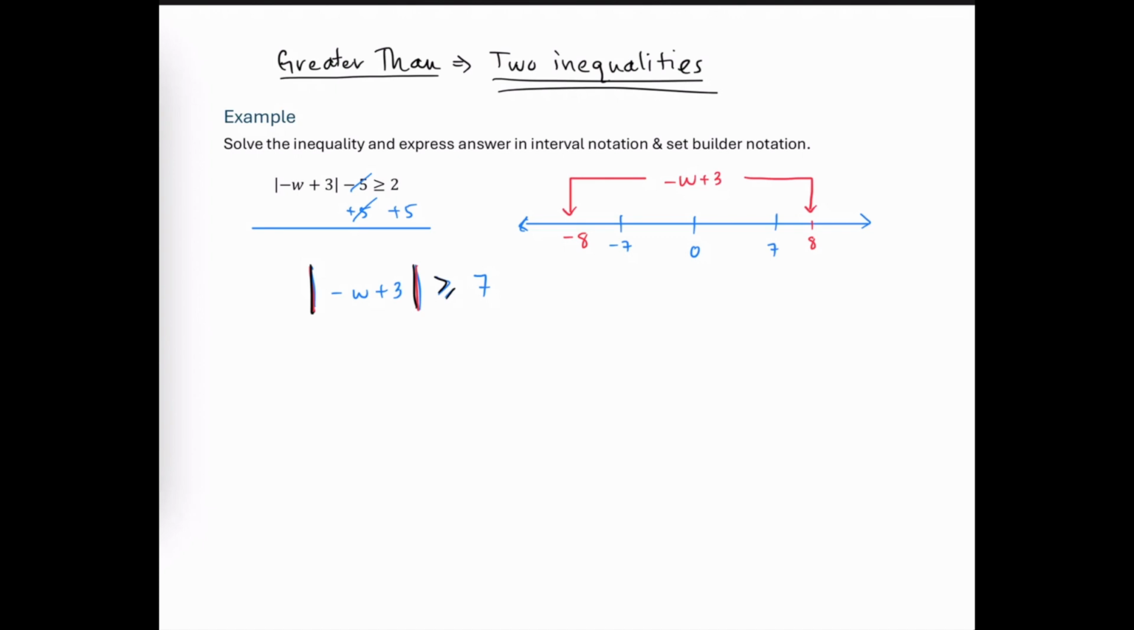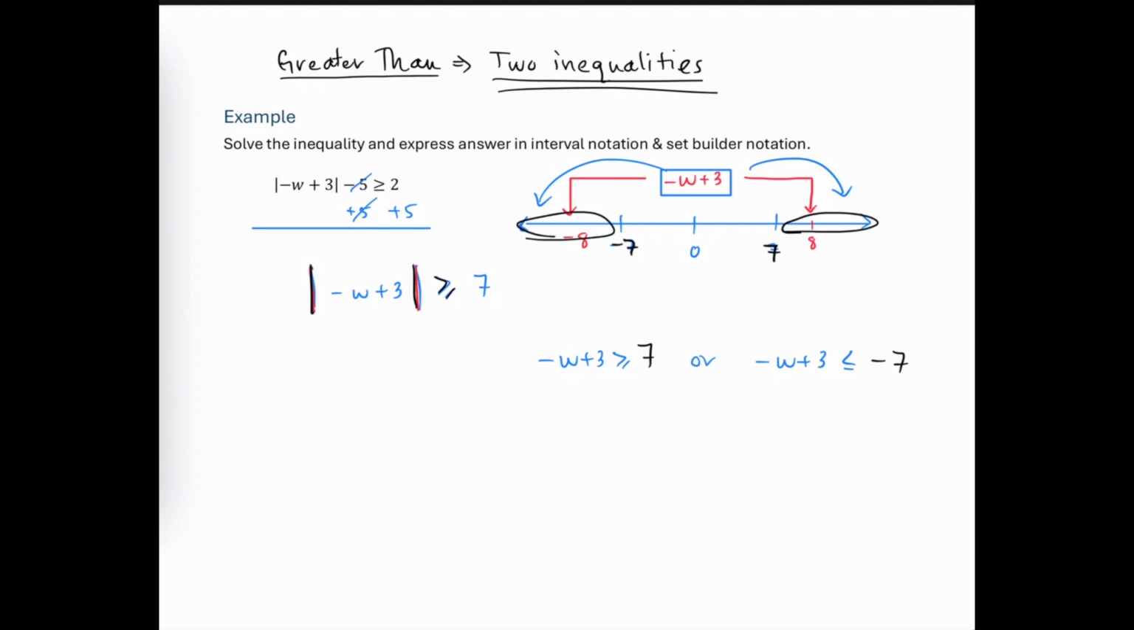So we basically need to turn this into two inequalities. One where negative w plus 3 could fall out here. So we say negative w plus 3 could be greater than or equal to this point of interest, which was the 7. Or the negative w plus 3 inside the absolute value bars could turn out to be down in this region, which is less than or equal to negative 7, that negative point of interest. Essentially, negative w plus 3 could be up here or down here.